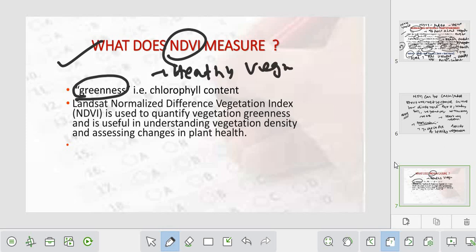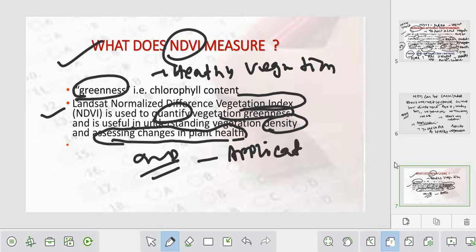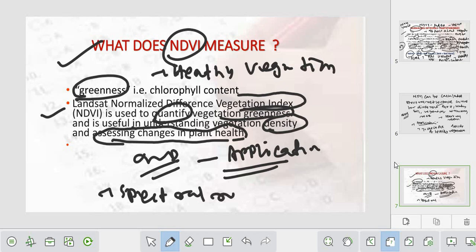Okay. Landsat normalized difference vegetation index is to quantify the vegetation greenness. What is the amount of greenness present in the vegetation that determines the NDVI value. So useful in the understanding the vegetation density and assessing the changes in plant health. Okay, so this is really important, or application you can say. So this is the application for the NDVI. NDVI क्यों मेजर करते हैं, क्यों जरूरत है, ठीक है. और NDVI का कॉन्सेप्ट कहां से आया है, स्पेक्ट्रल रेस्पॉन्स कर्व, ठीक है.